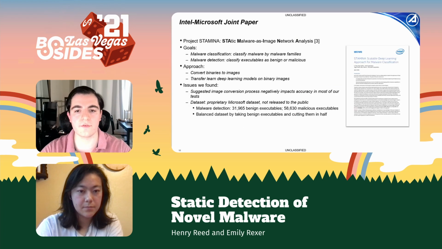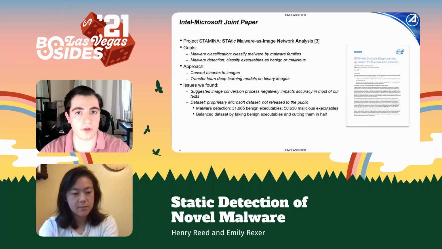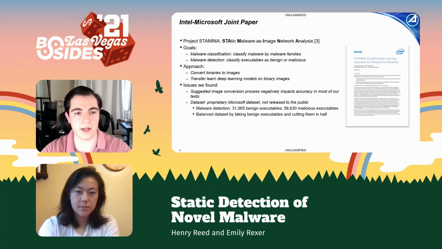So we base our work off of a paper called STAMINA, Scalable Deep Learning Approach for Malware Classification, written by Intel and Microsoft. There are 2 goals in this paper. One is the malware classification problem, where knowing that something is malicious, what family of malware does it belong to? And then the second problem is detecting malware that you haven't seen before, meaning I don't know what this is, is it malicious or benign? That's the same problem that we're trying to solve. The approach is as we described: you convert a binary to an image, then you transfer learn a deep learning model on that binary image.